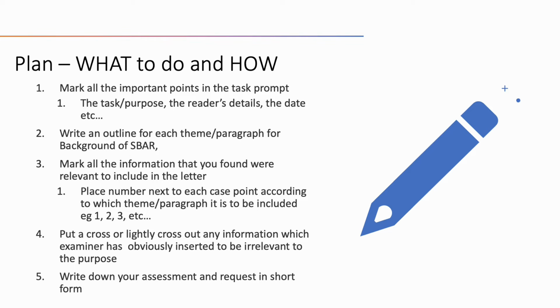Next, make an outline for each theme and paragraph that you would include in background of SBAR. After this, mark all the information that you found were relevant to include in the letter within the case notes. Then, place a number to each case note according to which theme or paragraph you intend to include it in. After that, lightly cross out or put a cross next to each bit of information which you think the examiner has inserted to be intentionally irrelevant to the letter. So you make sure that you won't include it in the letter when you're writing. Finally, write down your assessment and request in short form.